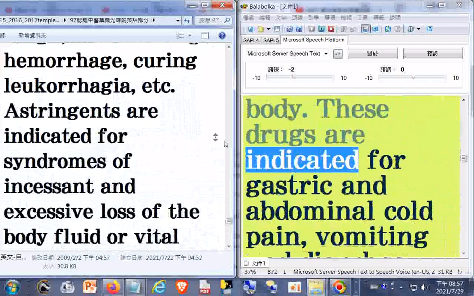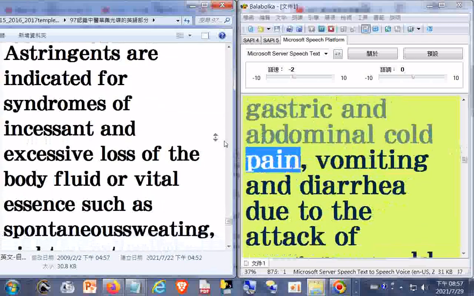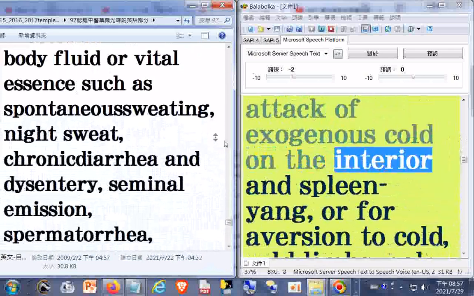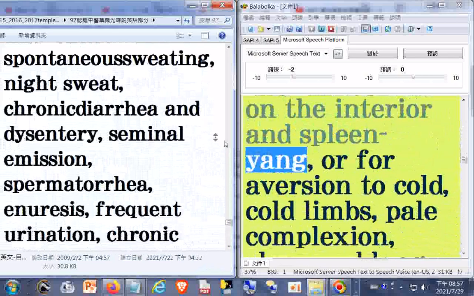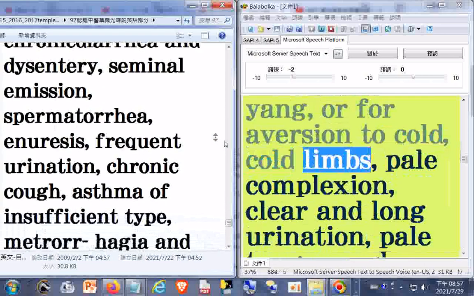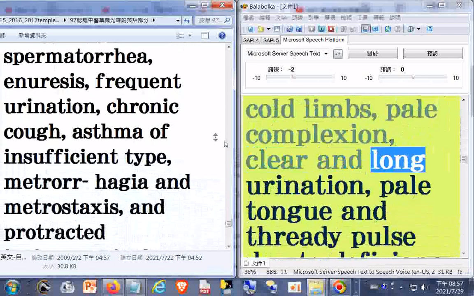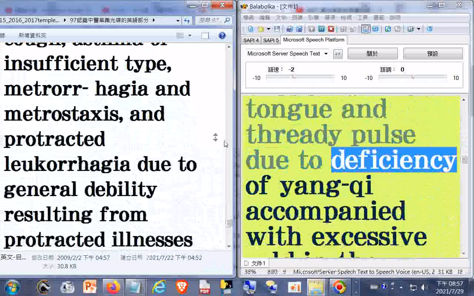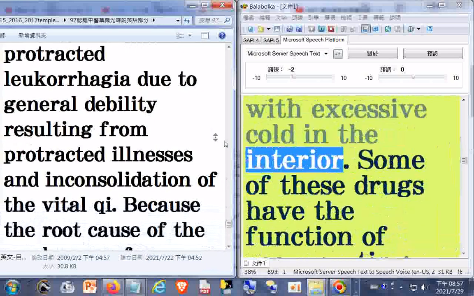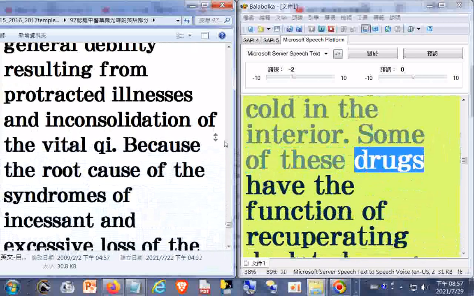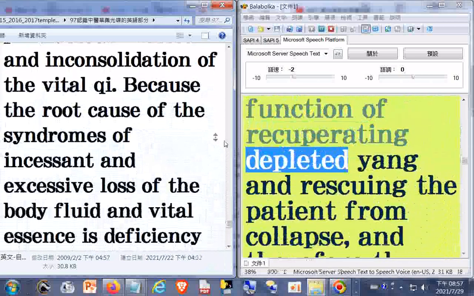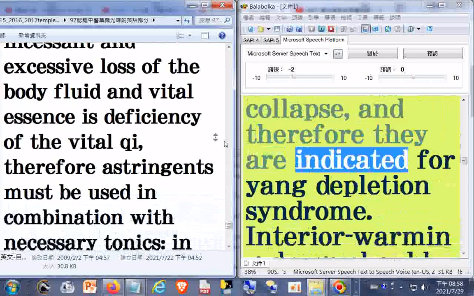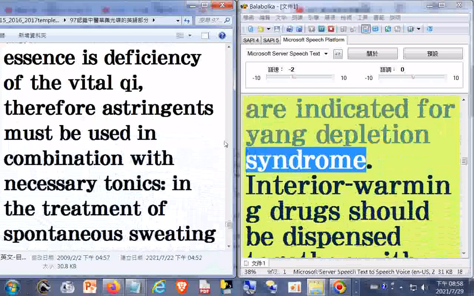These drugs are indicated for gastric and abdominal cold pain, vomiting and diarrhea due to the attack of exogenous cold on the interior and spleen yang, or for aversion to cold, cold limbs, pale complexion, clear and long urination, pale tongue, and thready pulse due to deficiency of yang qi accompanied with excessive cold in the interior. Some of these drugs have the function of recuperating depleted yang and rescuing the patient from collapse, and therefore they are indicated for yang depletion syndrome.